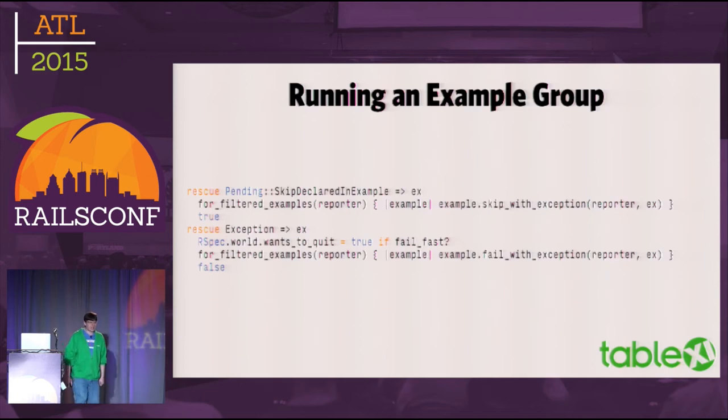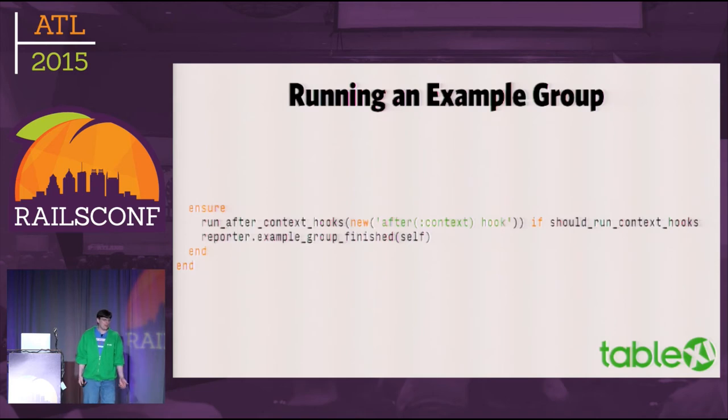And then it handles some exceptions. If there's a skip declared, it bounces out. The bottom exception here is, I believe, called if there's actually an exception in a begin block or something. It goes there and tells RSpec it wants to quit if RSpec is in fail fast mode. That returns false because that's a failed spec. And then at the end, no matter what has happened, in the ensure block, it runs all of the after hooks, and then it tells the formatter that it's done with the example group because the formatter, again, might do something in response to that.